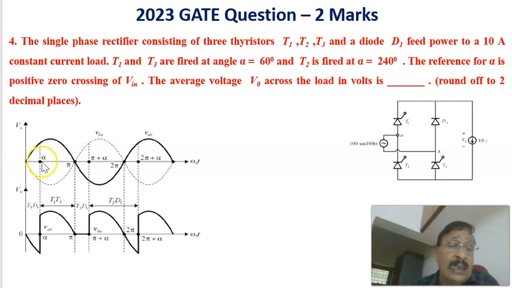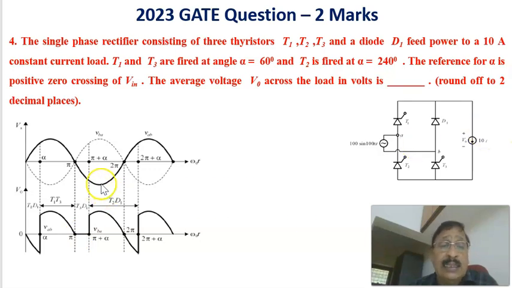Therefore at firing angle alpha, T1 and T3 are fired, which means the path is like this. It is coming like this, going this way, and returning back like this. Therefore, here the voltage is the same as the input voltage. At the angle alpha, the output voltage is the same as the input voltage.